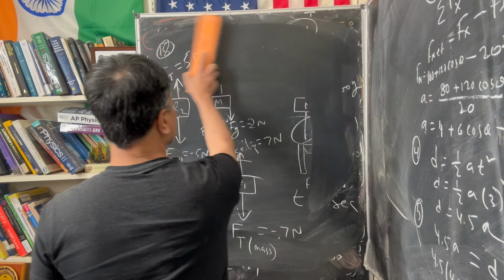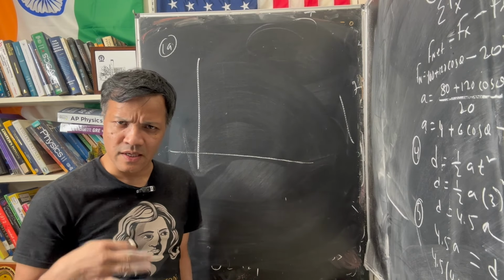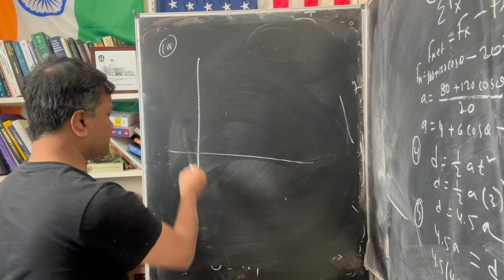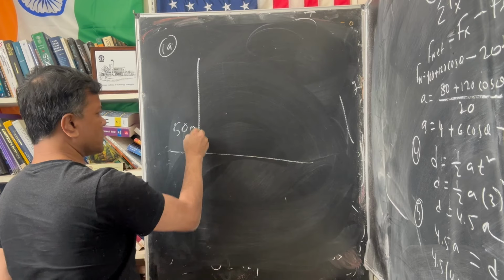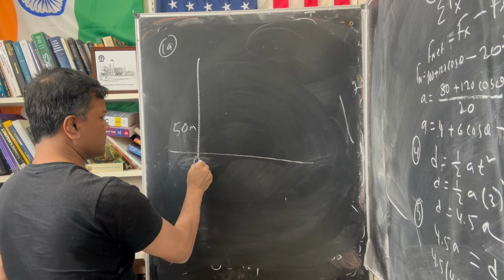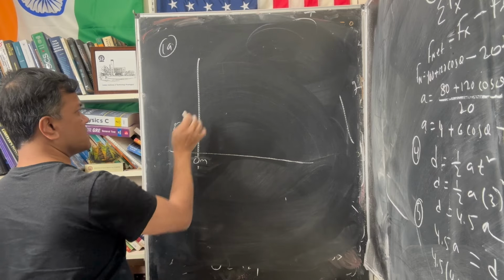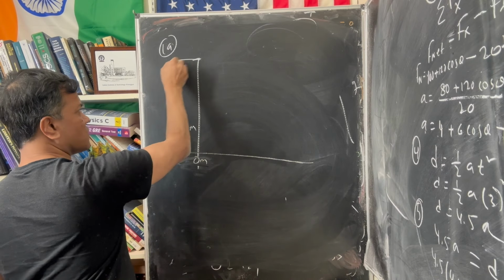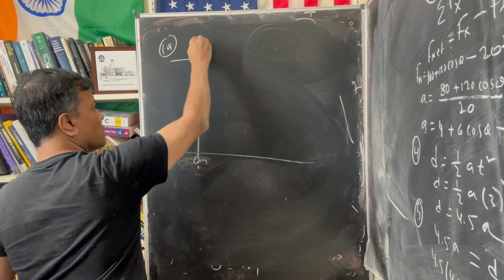Let's do problem 19. So what happened? You are on the top of a 50-meter cliff. This is 0 meter. So this is 50 meter. You are on top of here. You are here. You want to jump.